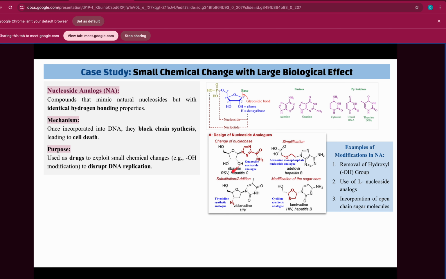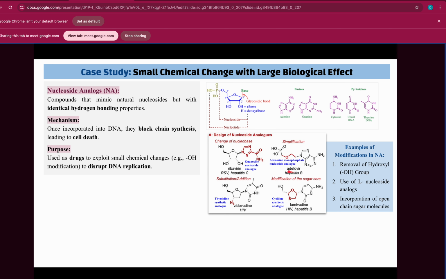The example is ribavirin, which is used in the case of hepatitis C. In this disease we use these nucleoside analogues, and this is a nucleoside analog of guanosine. It resembles the structure of guanosine. So in place of guanosine, this particular analog will switch its position and will not allow the DNA chain to replicate.